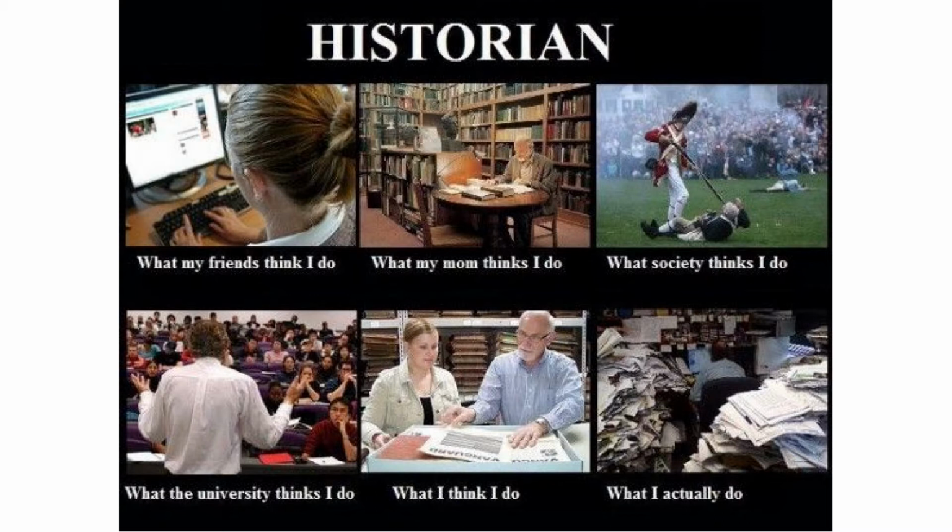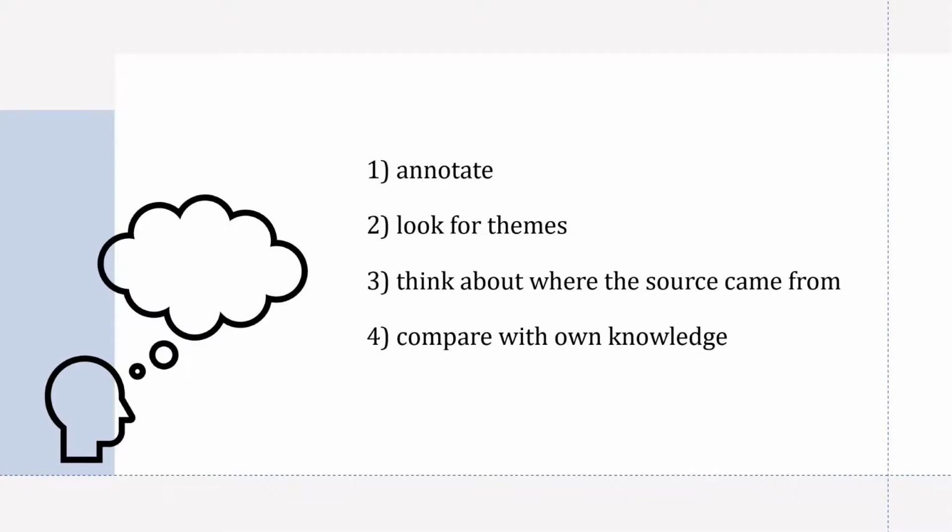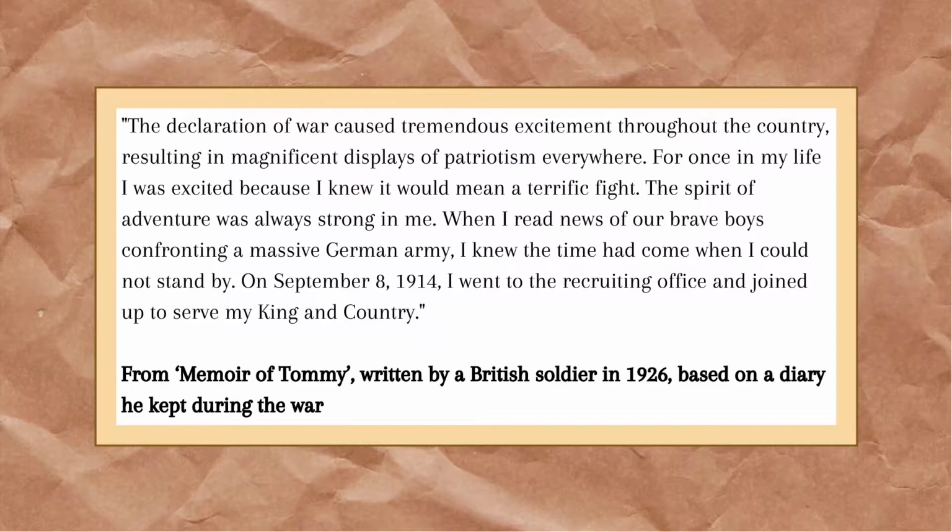Let's look at an example source and cover what to watch out for. The basic outline of what to do is to first annotate it to find patterns and interesting details, then to think about who made it, when, and who it was aimed at, and then to think about the source alongside your own knowledge. Say we have a question on how the First World War affected people's lives, and the first source is this one.